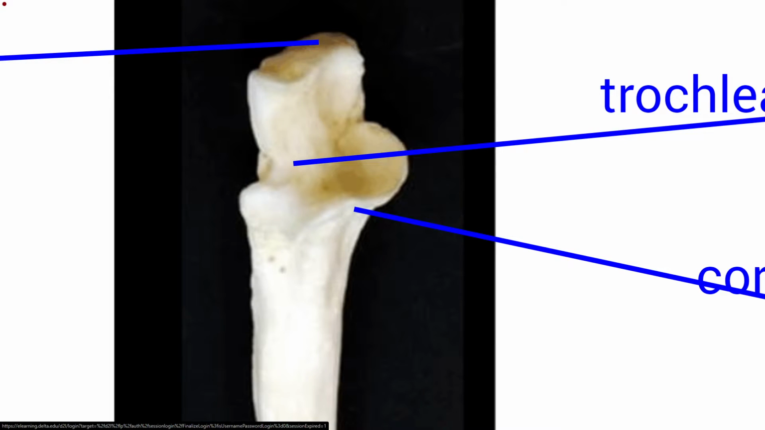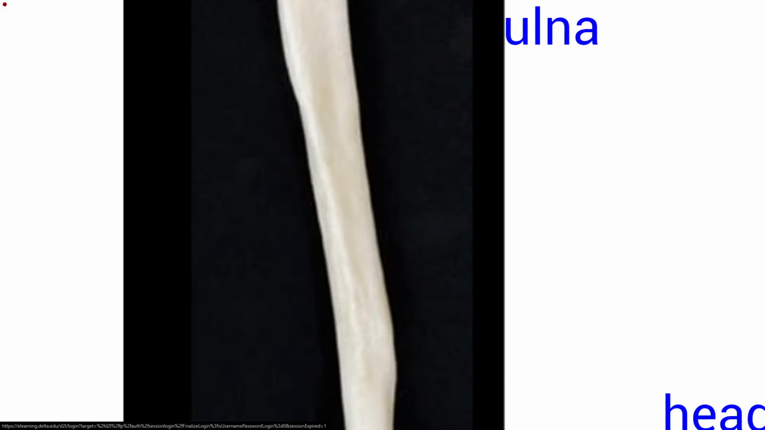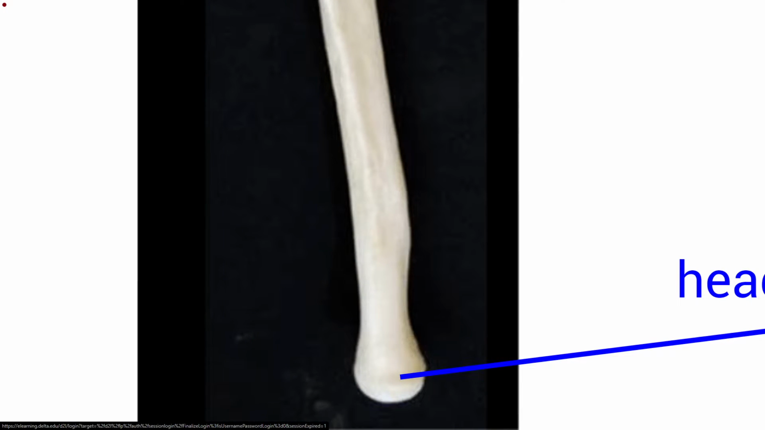This is not a good representation because I like to point to it on the back, but this knot here that makes the point of your elbow across the back, that's the olecranon. Then this depression is the trochlear notch, and this protrusion here is the coronoid process. And then you have the head of the ulna, and there's a pointy part on the other side that you can't see. That's the styloid process.